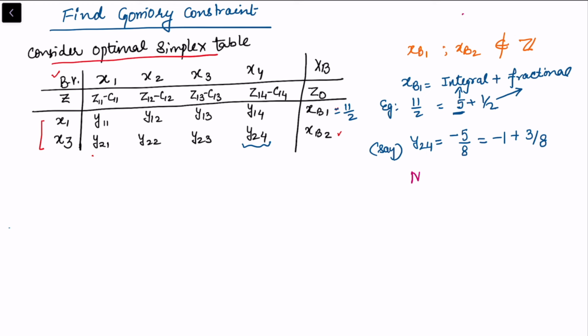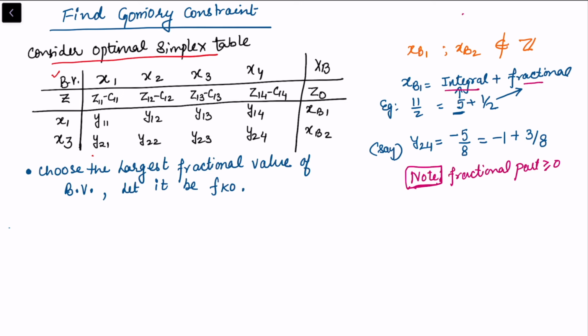We must note that the fractional part must be greater than or equal to 0. The fractional part must always be greater than or equal to 0. This you have to always keep in mind, because we do require the scalars also to be converted into integral and fractional parts. And then choose the largest fractional value of the basic variable, let it be fk0.